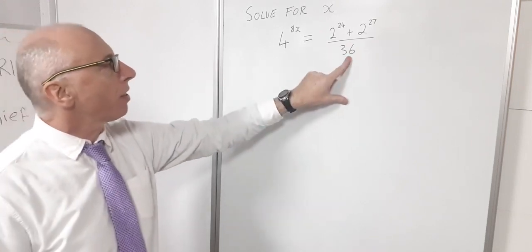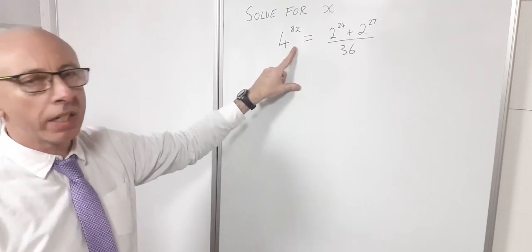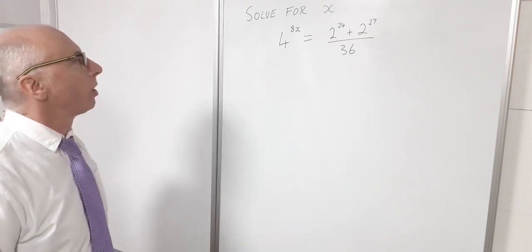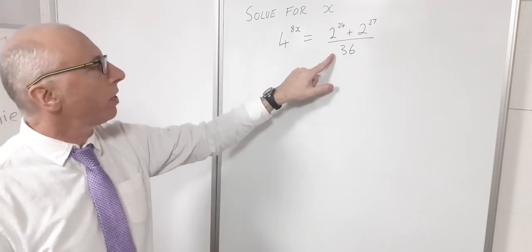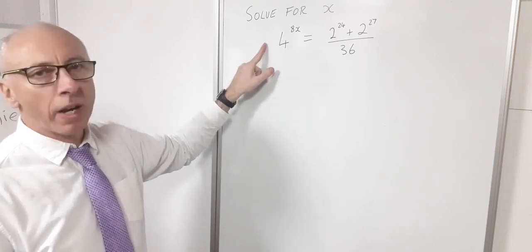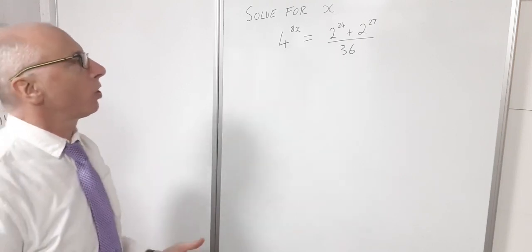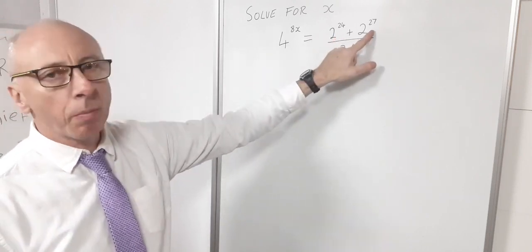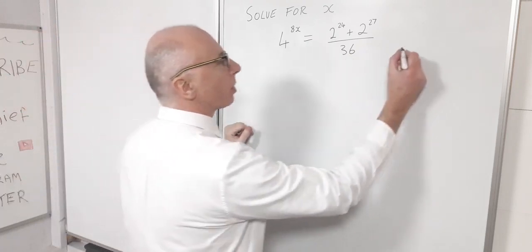And on the bottom here, 36, I'm not sure where that's going to go at this stage. So we could multiply both sides by 36 to get rid of this fraction, but I'm not sure where that's going to help us at this stage. So as we've got everything in terms of the power of 2 here, let's have a look at what we can get 36 into.